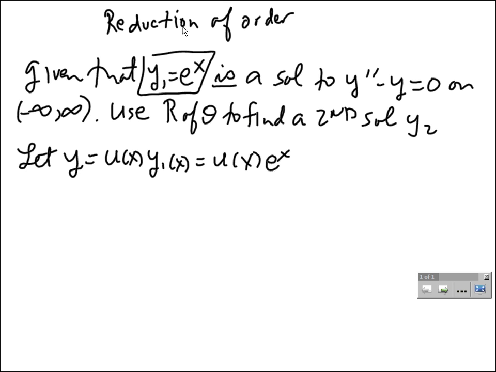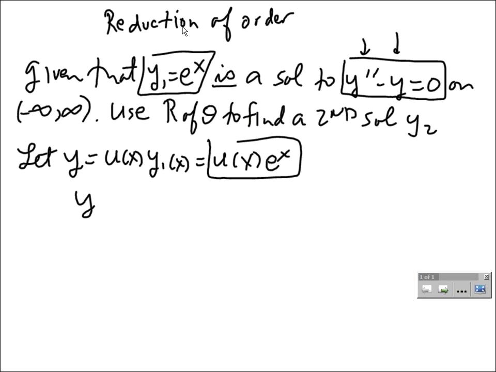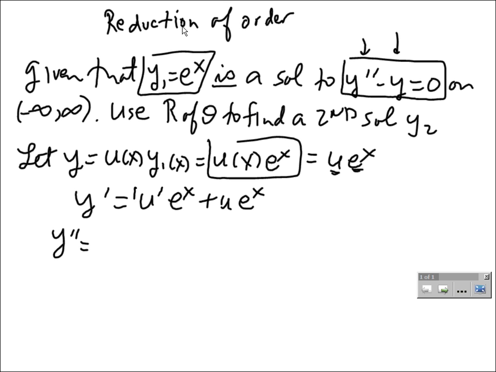And you want this new solution to satisfy this. That is, we have to calculate the second derivative and take away y from that. So y is this. Y prime will be, for now on, I'll just write it as u e to the x. So y prime is the derivative of the first factor times the second, which is e to the x, plus just the first factor times the derivative of e to the x, which just happens to be e to the x. The second derivative, I'll take the derivative of this, and then I'll add on the derivative of that.